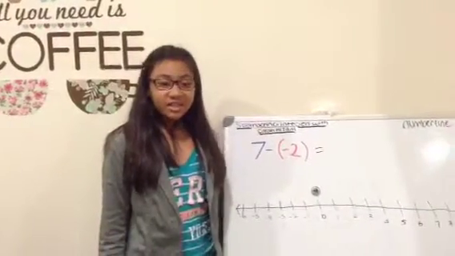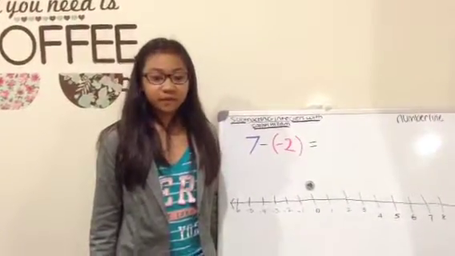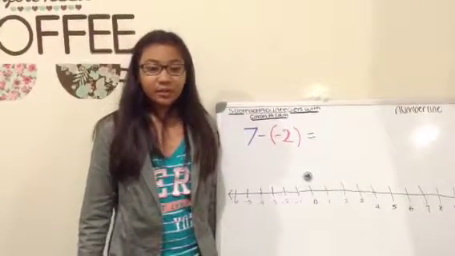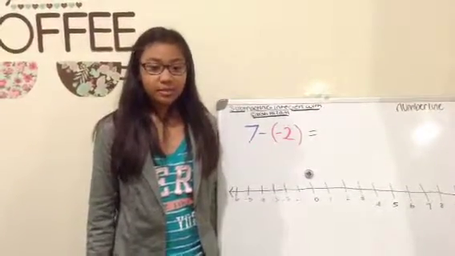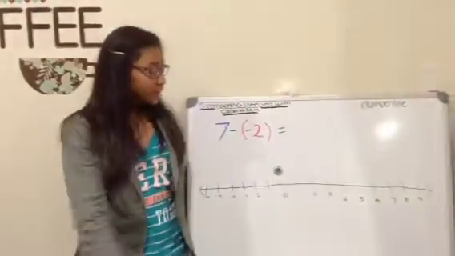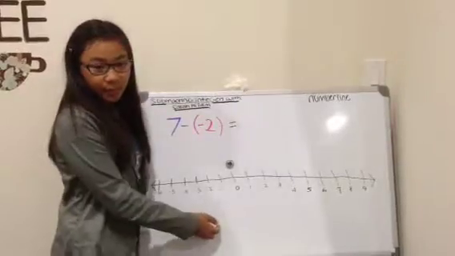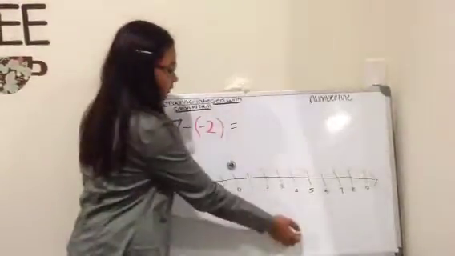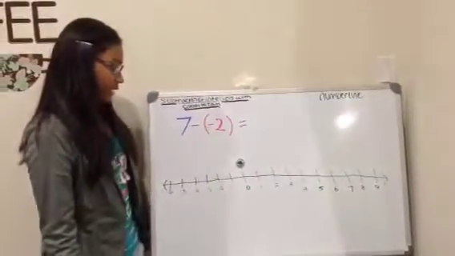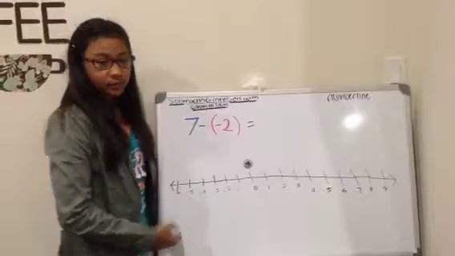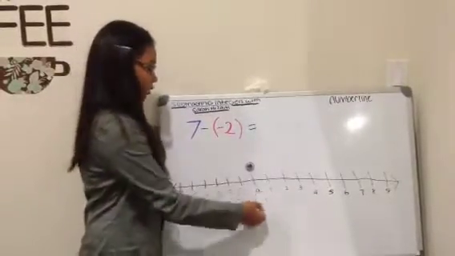The second strategy that we can use to solve subtraction problems is the use of a number line. Based on the earlier equation, let me show you how to subtract integers by using the number line. First, you have to draw a number line with some positive numbers on the right and negative numbers on the left. And you have to have the 0 in the middle.